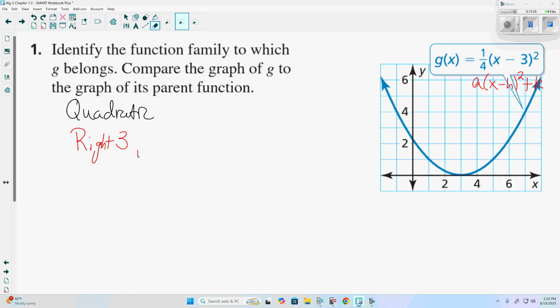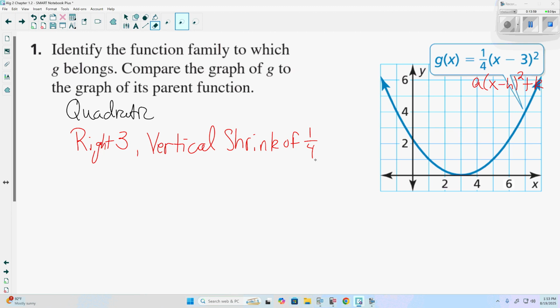We have a value for a? Yes. Is it negative? No, so there is no reflection across the x-axis. But it is 1/3. 1/4, thank you. So it's going to be a vertical shrink of 1/4. That's it.